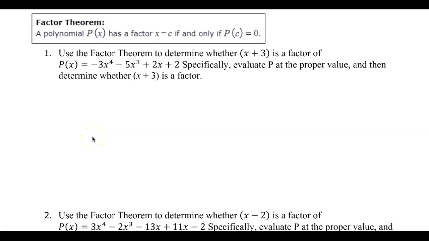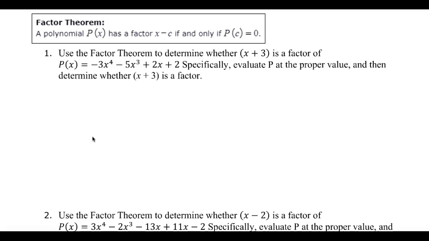Let's go over the factor theorem. The factor theorem states that a polynomial p of x has a factor x minus c if and only if p of c is 0. All right, let's see what this means in an example.